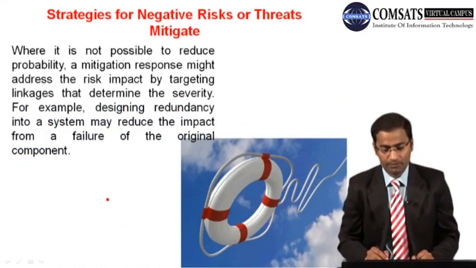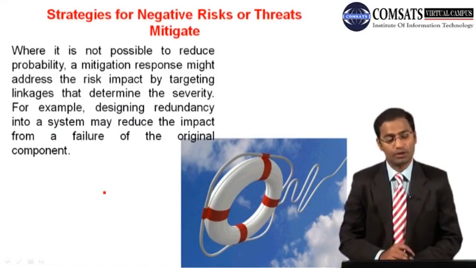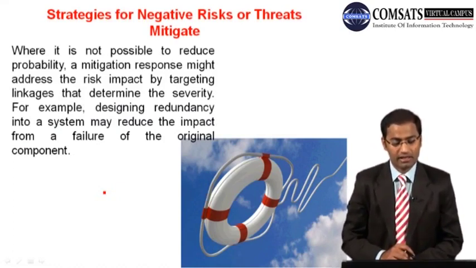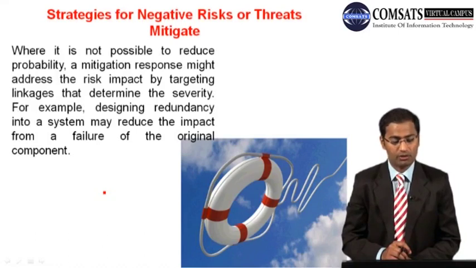And where it is not possible to reduce probability, a mitigation response might address the risk impact by targeting linkages that determine the severity. For example, designing redundancy into a system may reduce the impact from a failure of the original component.